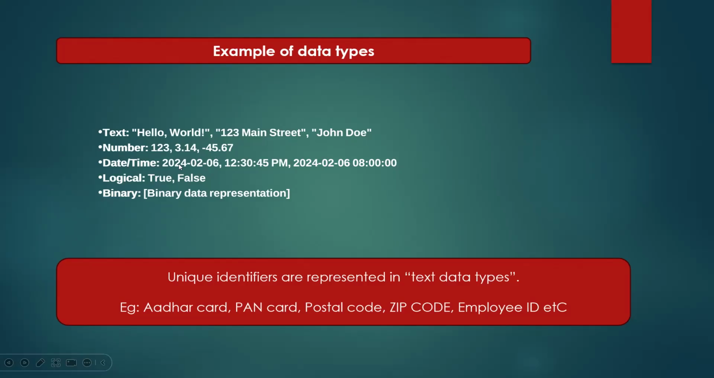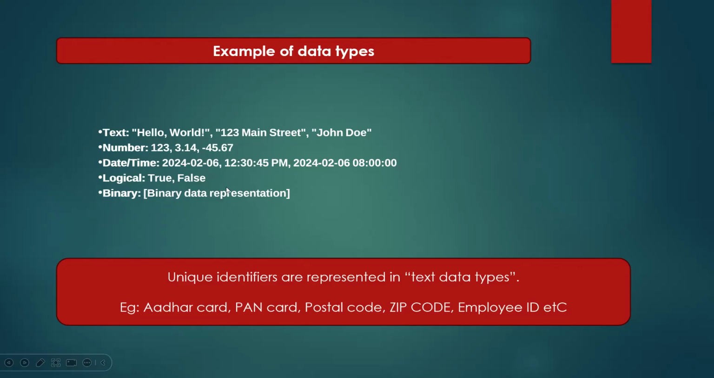And date and time: you have the date, 24-02-2024, 12:30:45 p.m. That means you have the date and time. That data type we call date and time data type. If only the date is represented, you will call it date data type. If along with the date, time is also there, then we call it date time data type. If in a particular column only true or false is stored, we call it logical data type. If binary information is stored, but this is not used for real-time purposes, we call it binary data type.